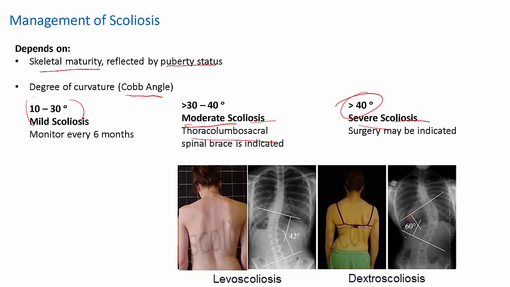So here you can see a nice 60-degree scoliosis, pretty severe. And over here, 42 degrees, just over 40. It's about the upper limit of what we would consider a moderate scoliosis.